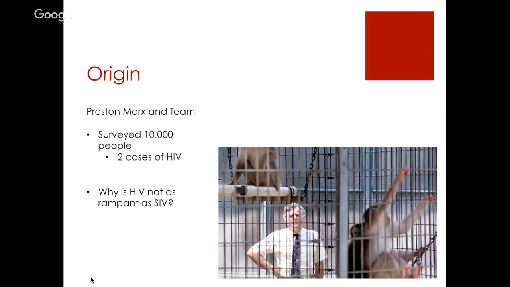After thorough investigation, Marks and his team found that SIV has been in Africa for at least 1 million years, meaning that the virus had time to become highly divergent and infect every species of monkey and specialize to that species. A theory for why HIV isn't as rampant among humans is because it hasn't been able to infect humans for as long as SIV has been able to.